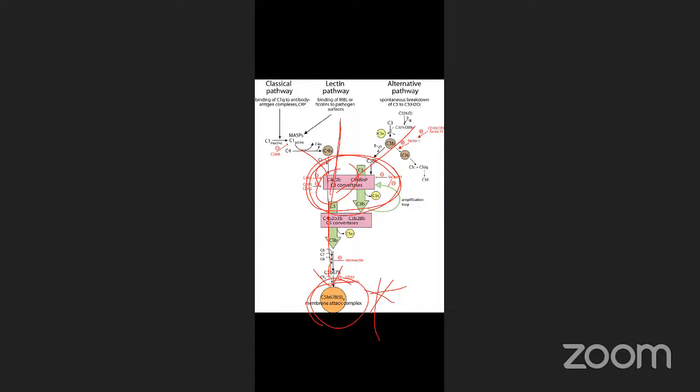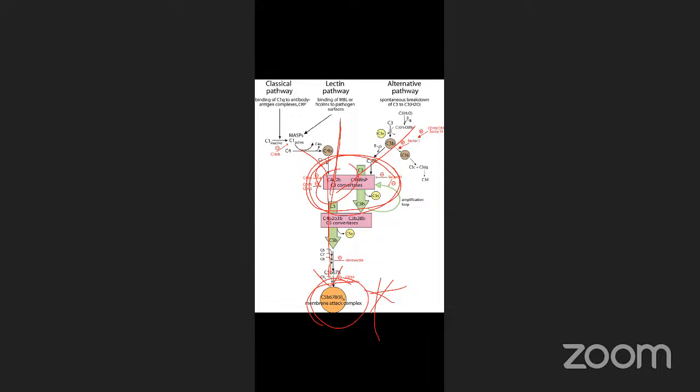Coming to the alternative pathway, in that pathway also the making of C3 convertase is necessary. All these pathways lead to the formation of C3 convertase. What happens in the alternative pathway? In the alternative pathway, spontaneous breakdown of C3 to C3a and C3b may lead to the formation of C3 convertase. Spontaneous breakdown is one of the reasons, and it is also independent.